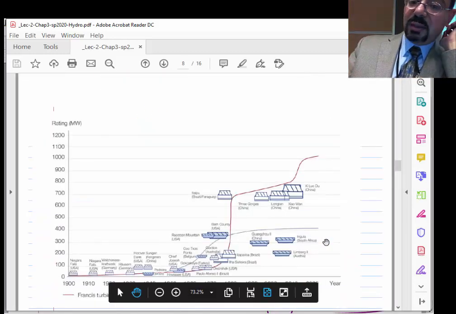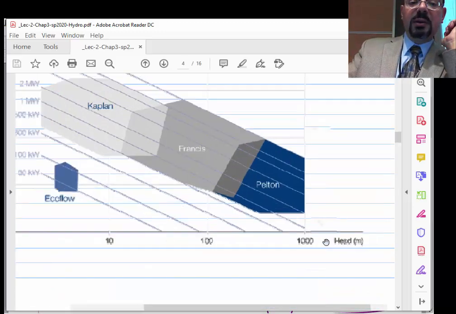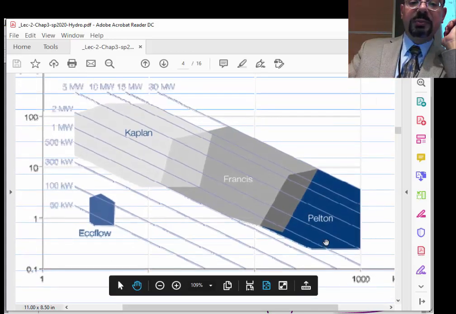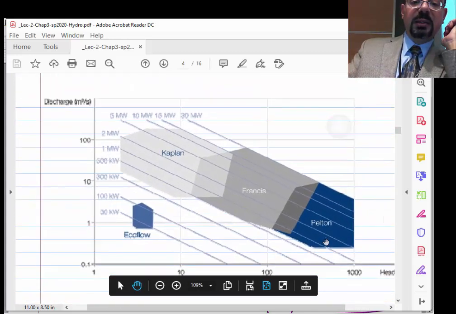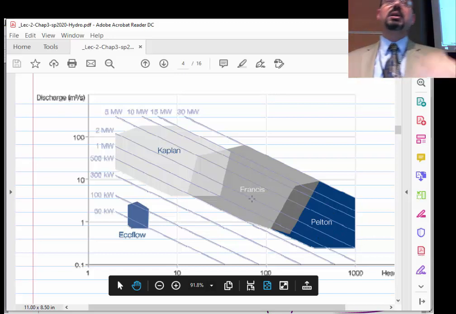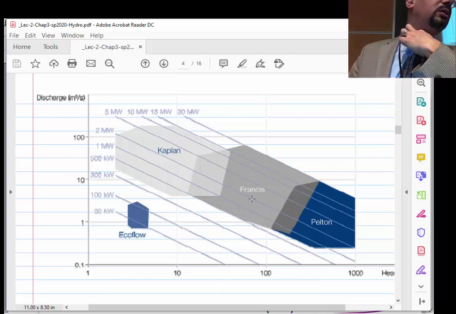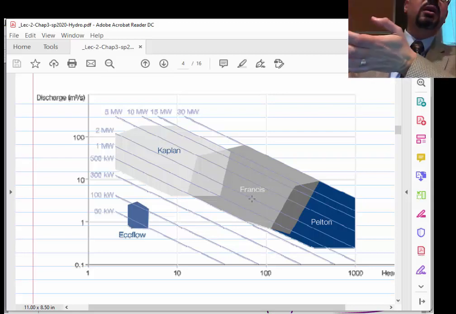So if a few slides ago we saw this graph, this is another way to explain this. Basically, as the head goes bigger, you are preferred to use Pelton. I mean, you can still use Francis, right? And sometimes people actually use the wrong runner. They should use mixed, but they use axial for other considerations.